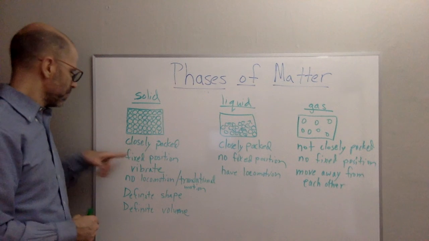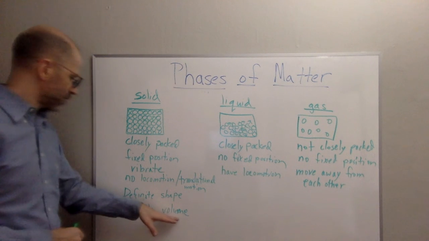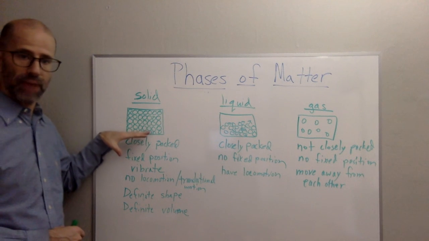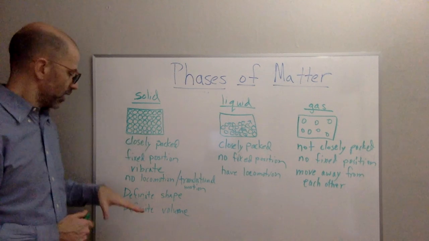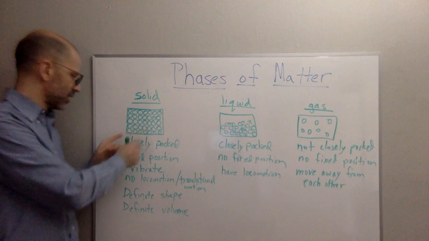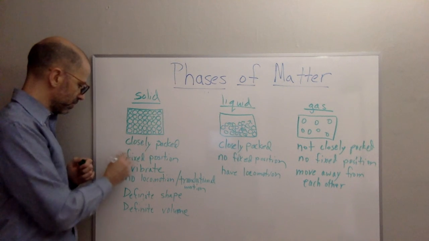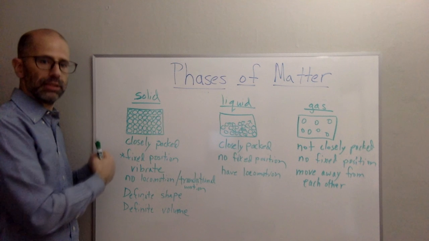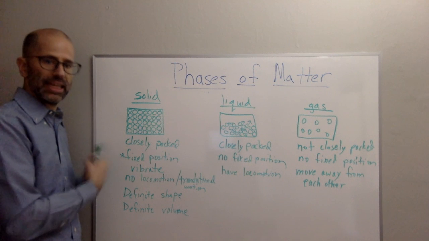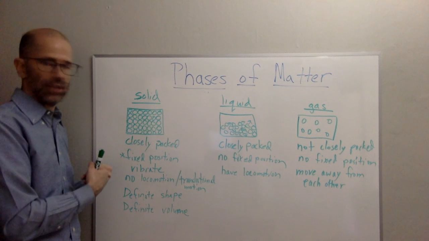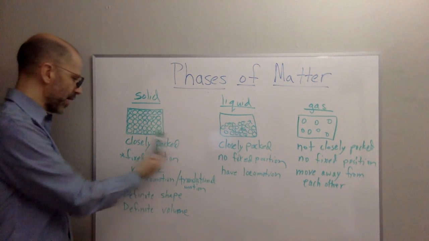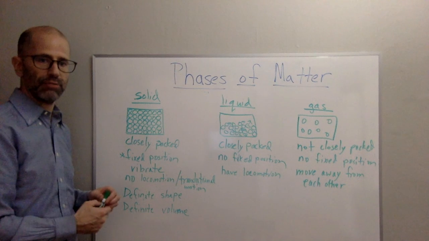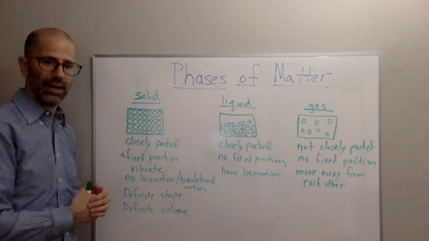And that's because the volume doesn't change because they are very closely packed. So the volume isn't going to change. The shape isn't going to change because they have a fixed position. So the fact that they have a fixed position and they're locked into place means that they're not going to move around. So they're going to keep their shape. The shape is not going to change. And the fact that they are closely packed and can't move around means also that they're going to have a definite volume. The volume's not going to change either, right?